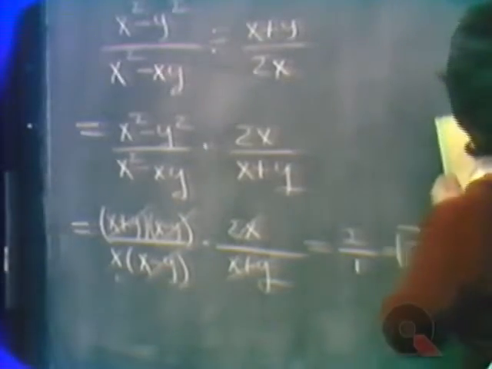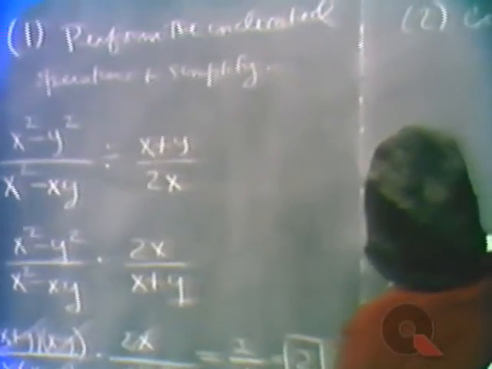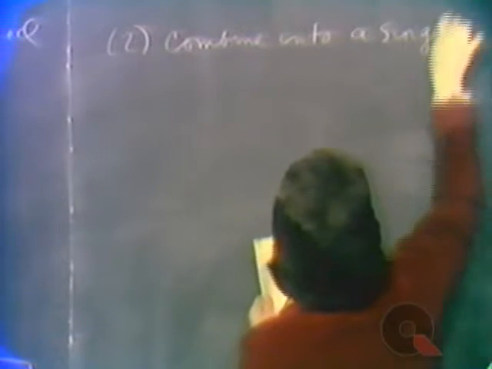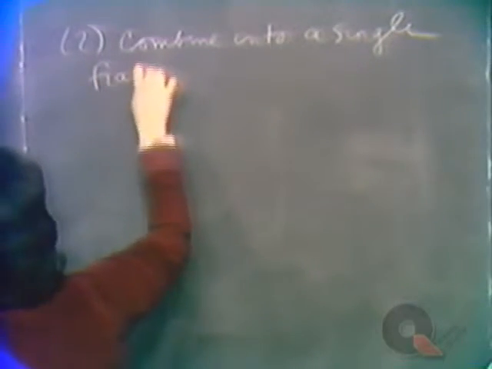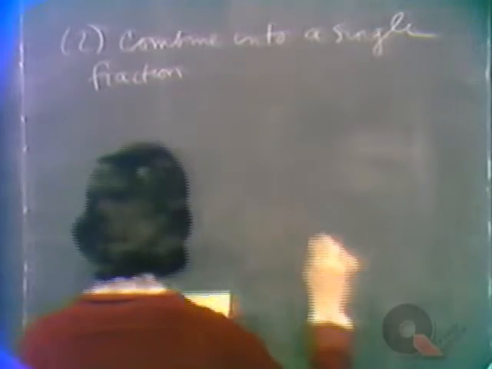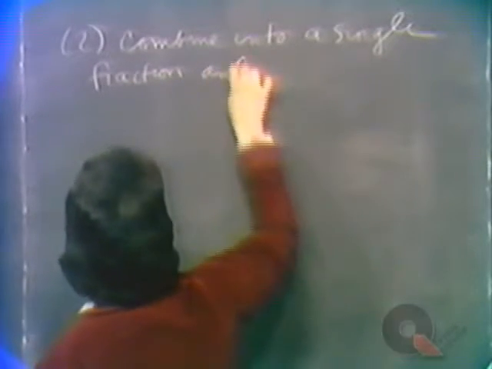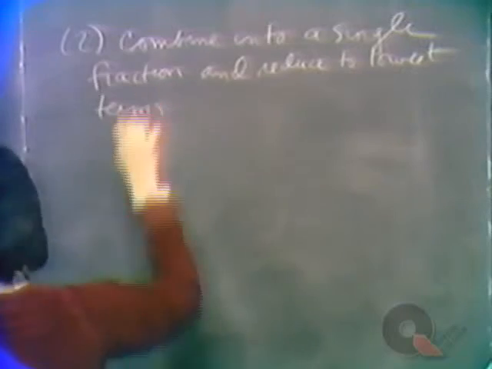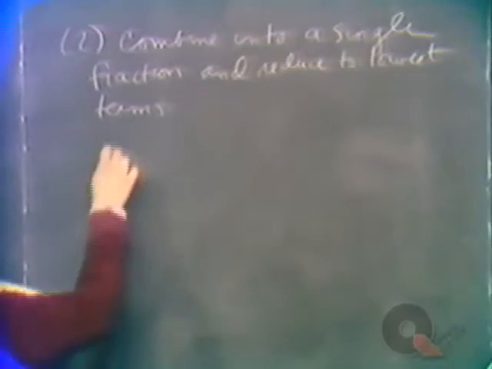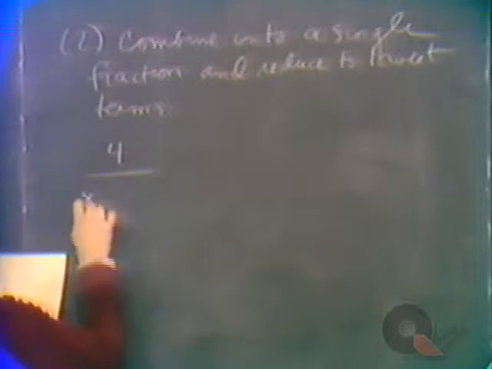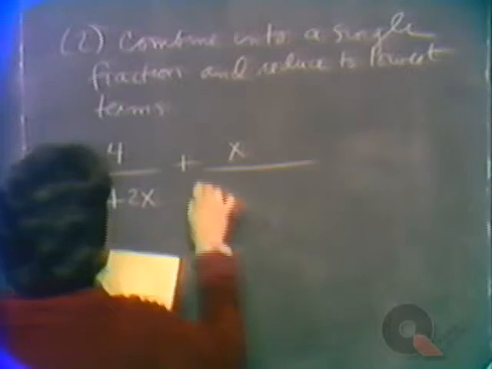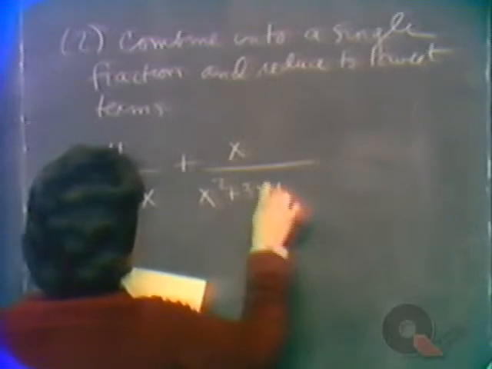In example 2, combine into a single fraction and reduce to lowest terms. 4 over x squared plus 2x, plus x over x squared plus 3x plus 2.